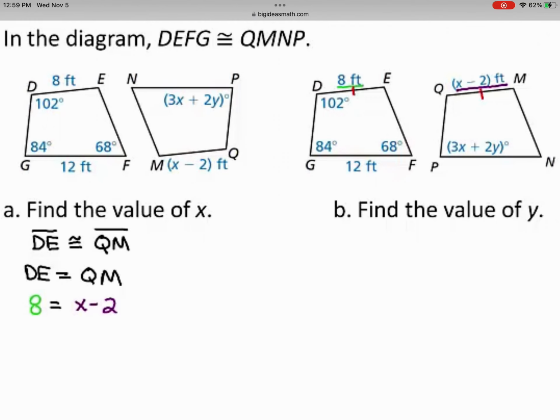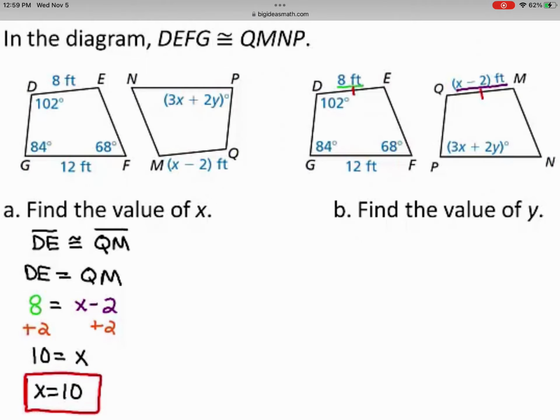You can substitute these values in for the length of each side. To solve for x, you can add 2 to both sides of the equation. This gives you 10 equals x. Therefore, the value of x is 10.